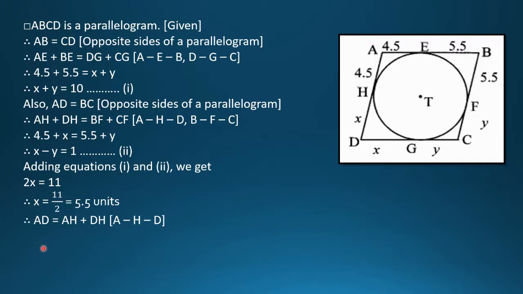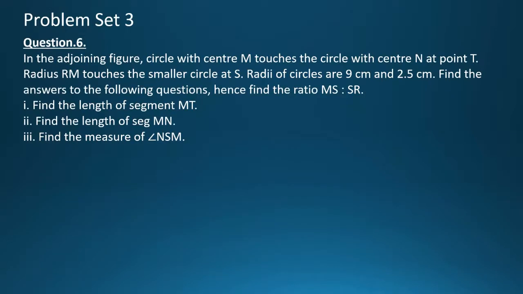Also, we know AD is AH plus DH, and we know that AH is 4.5 and DH, that is x, we got as 5.5. So we just substitute the values. AD will be equal to 4.5 plus 5.5, which is 10 units. So AD is 10. So this is problem set 3, question number 6.